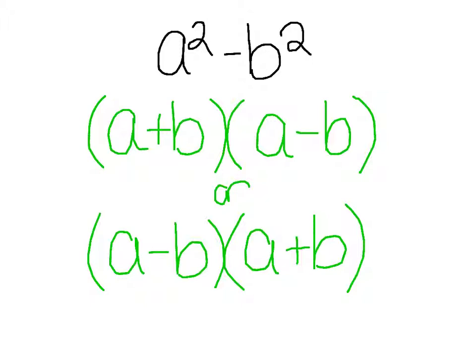If I am given a binomial, I can take it into two factors, each number that's being squared plus and each number that's being squared minus. So a plus b times a minus b.